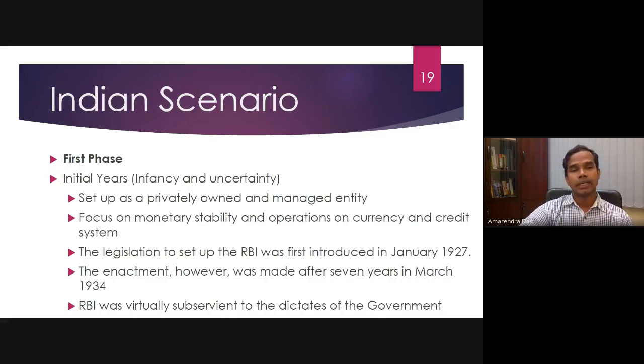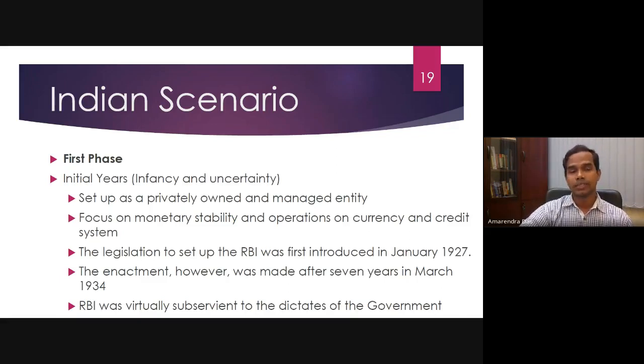Now coming to the Indian scenario, the legislation to set up the RBI was introduced in January 1927. However, the enactment was made after 7 years, that is in March 1934, and that's how the RBI was set up in 1935. And when you look at the life of the RBI and try to understand its autonomy, you can divide it into four or five phases.